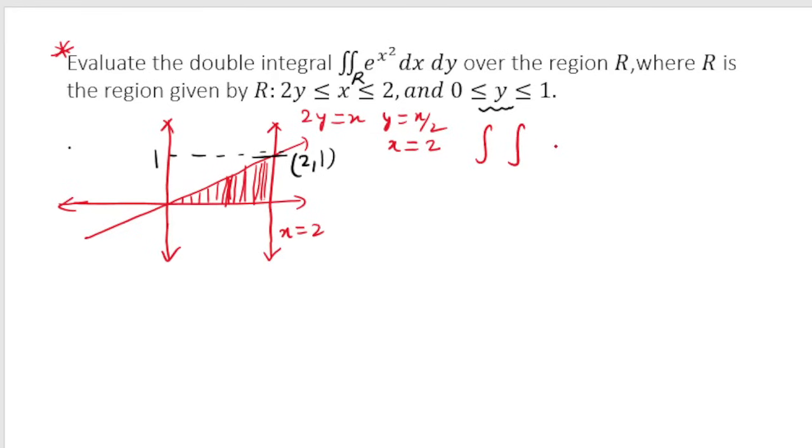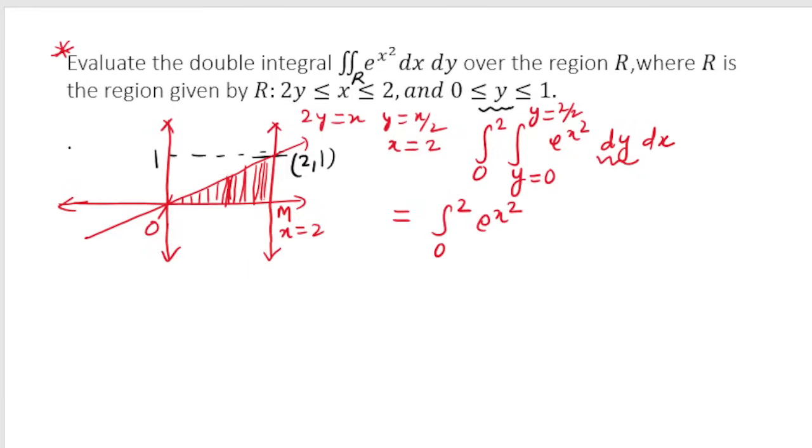So let me write e to the power x square. Since I am taking a vertical strip, I will take the limit of y first and then the limit of x. So what will be the limit of y? We start at the x-axis, so the limit of y is 0, and then we go up to this line. What is this line? This line is y is equal to x by 2. So I will write y is equal to x by 2, and then we move this vertical strip from this point, that is the origin, to this point. Let me call it m. So O to m: the x coordinate of O is 0 and the x coordinate of m is 2, so 0 to 2. Now to evaluate it, we have the limits 0 to 2. Since we have to integrate with respect to y, e to the power x square can be taken as a constant.